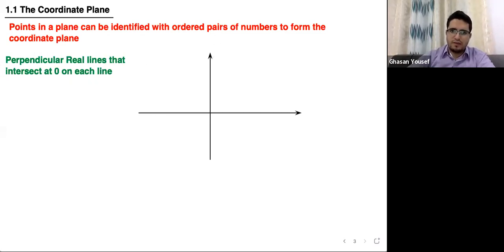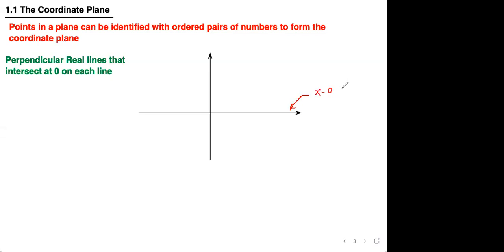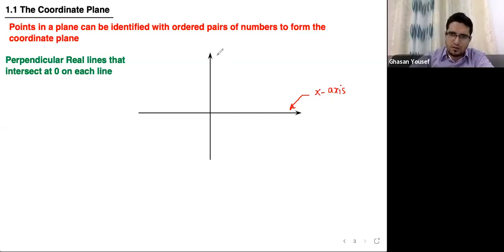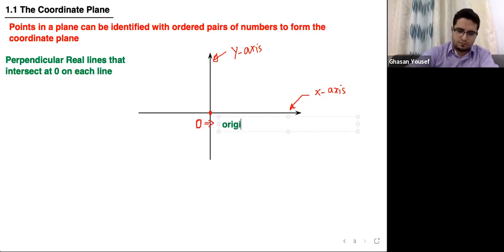These two lines have names. This is the x-axis, it's called the x-axis, and this line is called the y-axis. This point here, the intersection, is called O, or the origin. This point is the origin, called O.